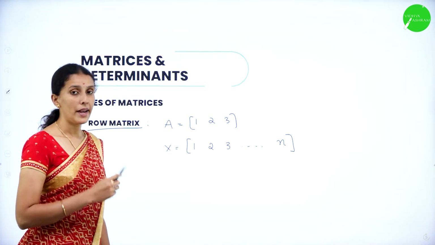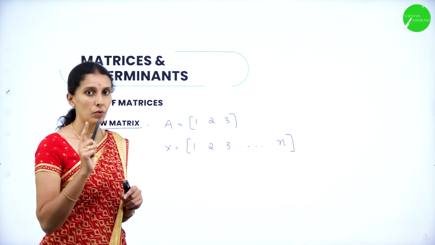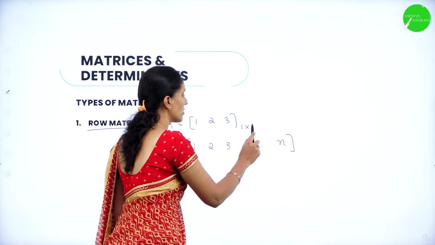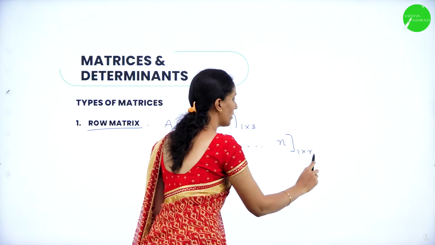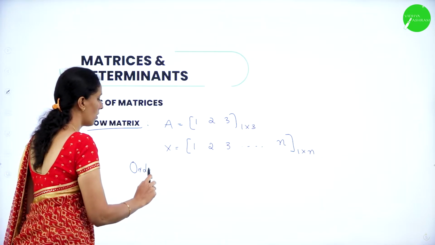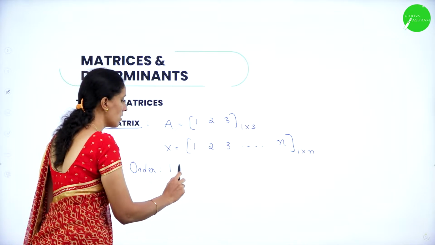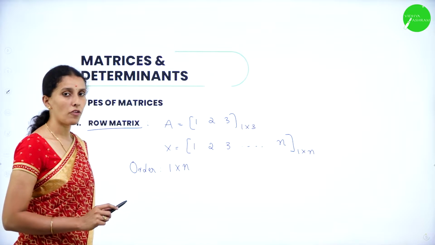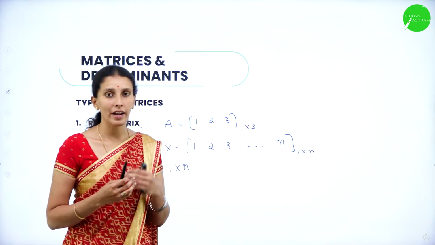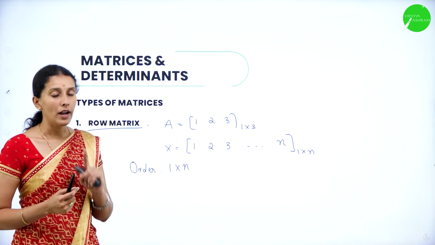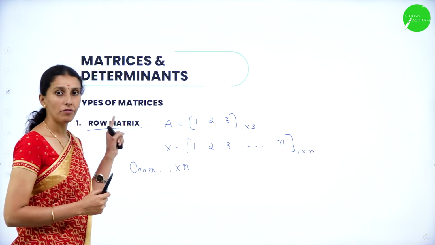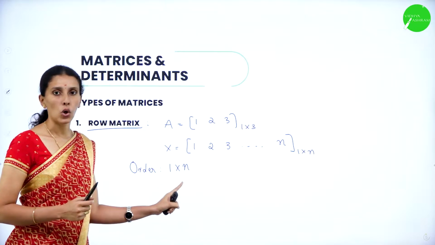So you might have a number of columns for that, but you will be having only a single row. Therefore, here you can represent it as 1 cross 3, and here you can represent it as 1 cross n. So the order of a row matrix is always 1 cross n. N gives you the number of columns. In the first case, you have 3 columns. You might have 4, 5, 6 and an infinite number of columns. But the number of rows is always single. That is why the order of a row matrix is given by 1 cross n.